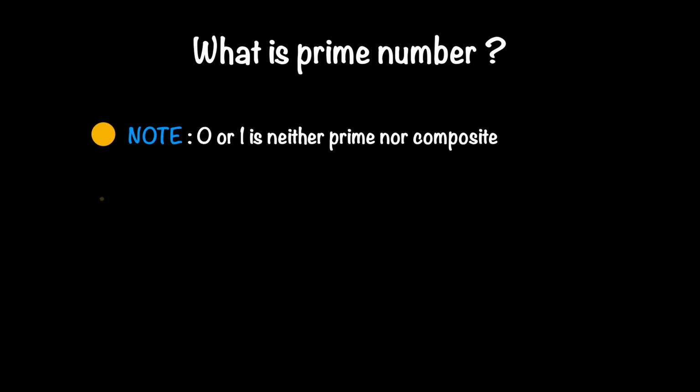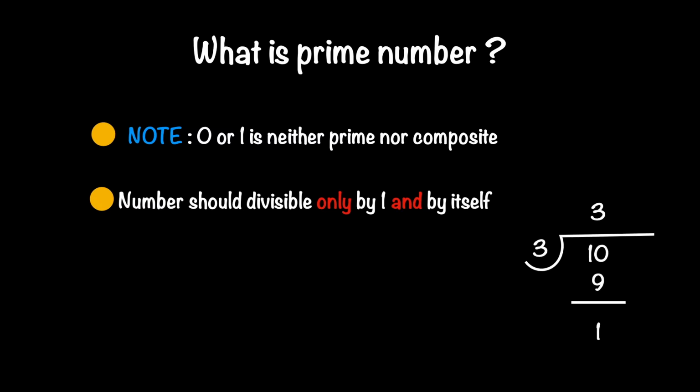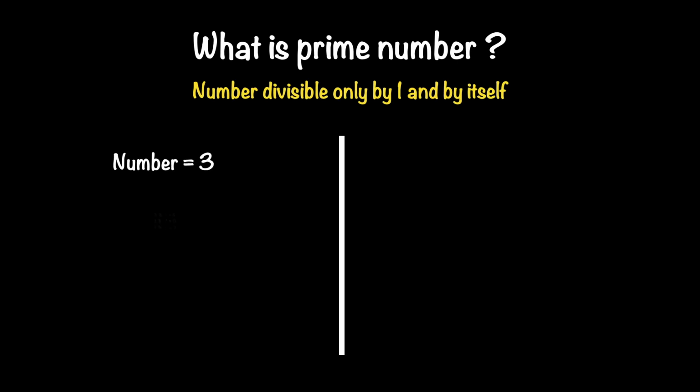Now in order to call a number a prime number, it needs to satisfy one condition, and that is the number should be only and only divisible by 1 and by itself. And if you find any other number that gives the remainder as 0, then that number is not considered prime. The main thing we need to check here is the remainder. And in programming languages, if you want to find a remainder, you can use the modulo operator, which basically returns a remainder.